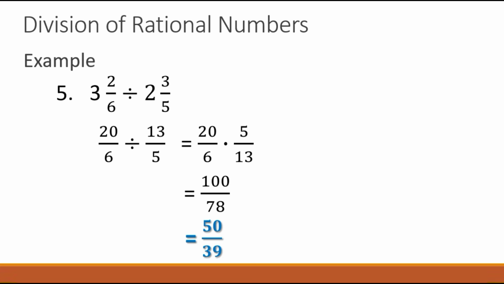How did we get that? We divide the numerator and the denominator by the common factor, or the greatest common factor, which is 2. 100 divided by 2 is 50. 78 divided by 2 is 39. And 50 over 39 is already in the lowest term. Therefore, the answer is 50 over 39, or that is equivalent to 1 and 11 over 39.